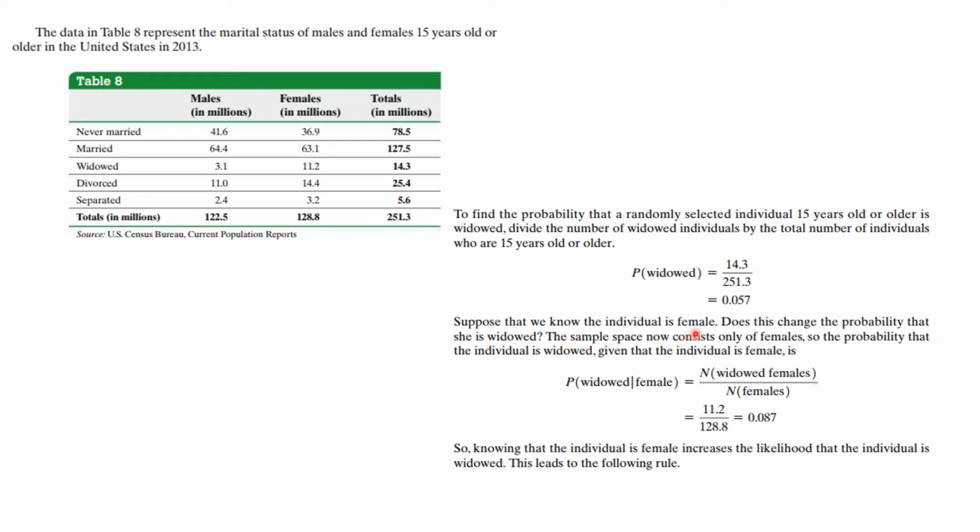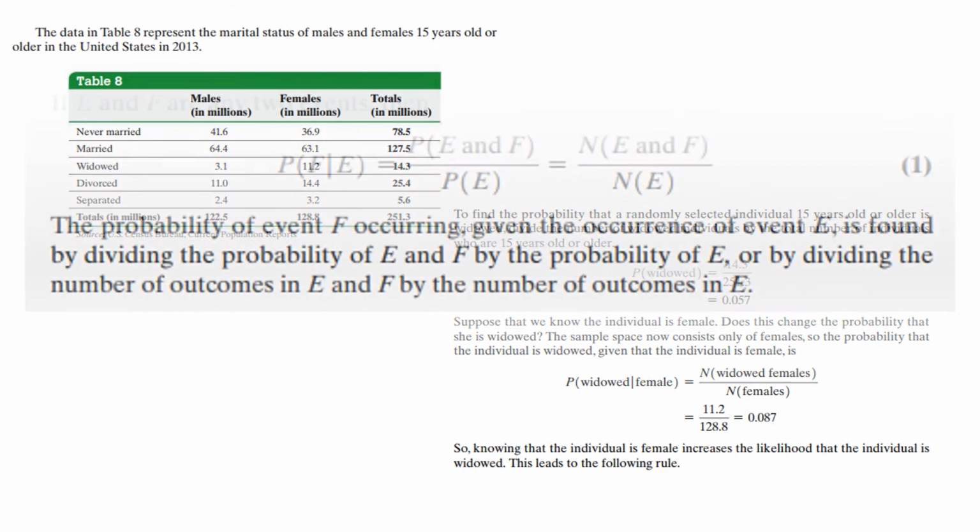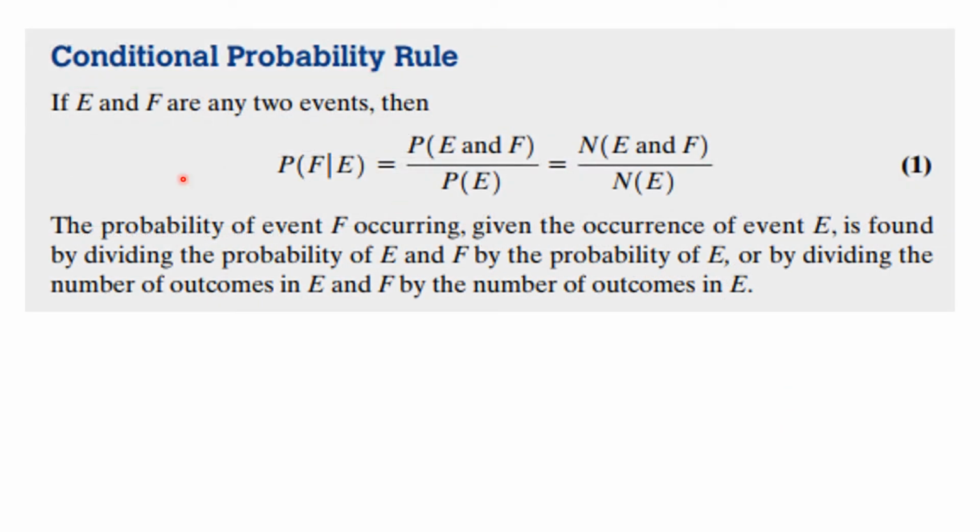Now suppose we know the individual is female. Does this change the probability she is widowed? Well, we'll find out. So what you do is you click the number of widowed females divided by the total number of females, and you get this answer. And you see those two things are different, and so that does increase the likelihood that someone is widowed if they are female. And that leads to the following definition or rule.